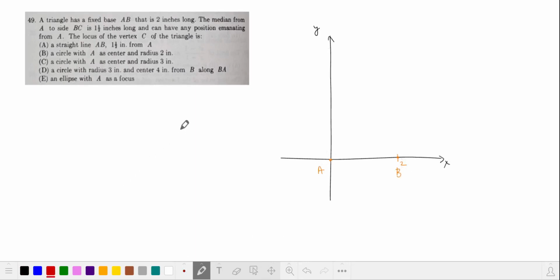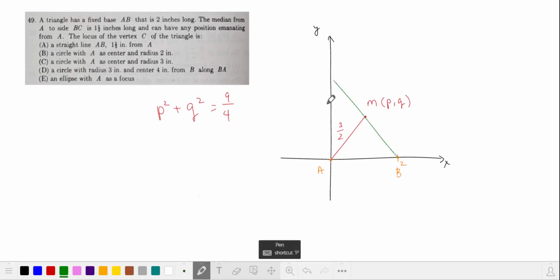Since the median is 1.5 inches long, I'm going to define this point M to be the set of points that are a distance of 3/2 from this point A. All of these points are going to form a circle. If we give the coordinates of our point M, if we call them P and Q, then they satisfy our circle equation for a circle centered at the origin with a radius of 3/2. That gives us p squared plus q squared equals 9/4. This point is also going to be the midpoint between B and C. We're interested in the locus of these points C.